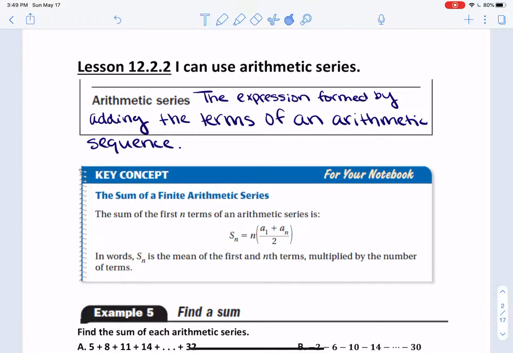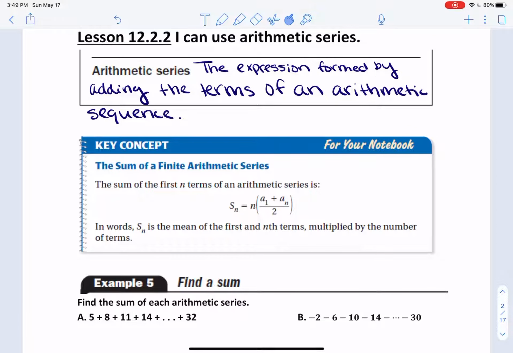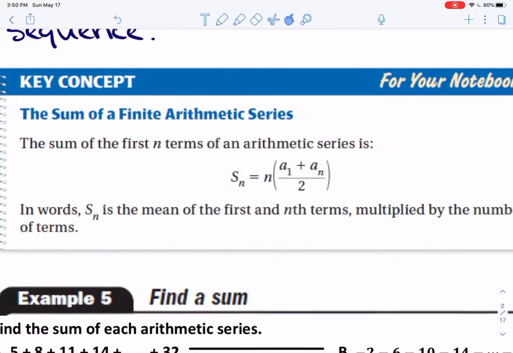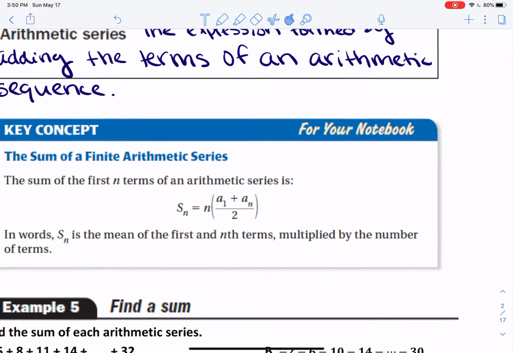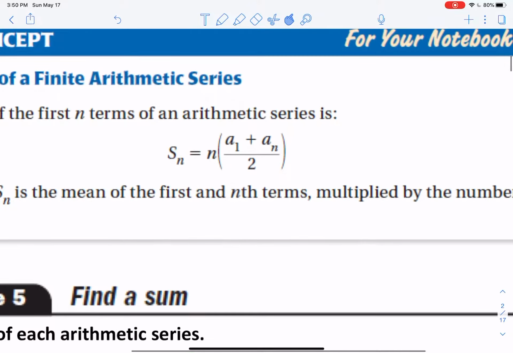So basically we're taking a series and figuring out what the sum would be if we were to add all of them together. So we use this formula here. The sum of the numbers in our series is equal to n times the first term plus the last term, divided by 2. We will be referencing this quite a bit in this section.